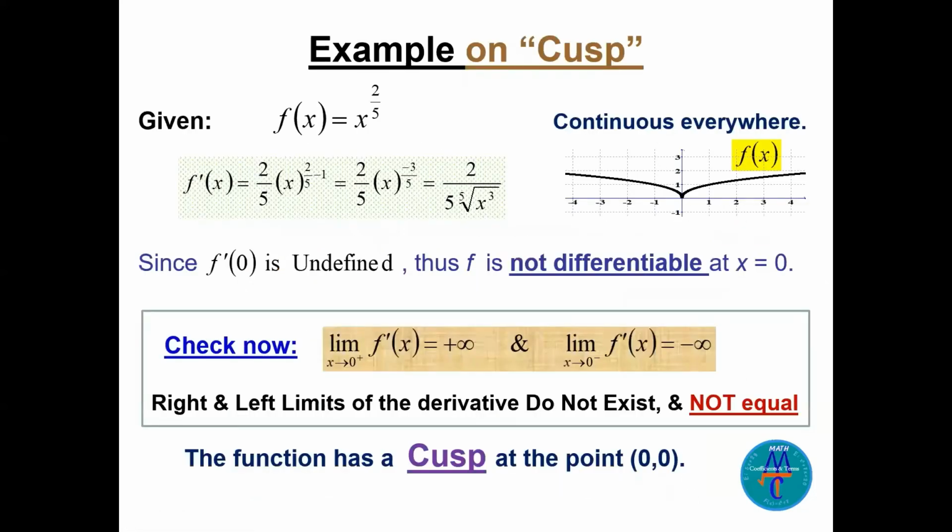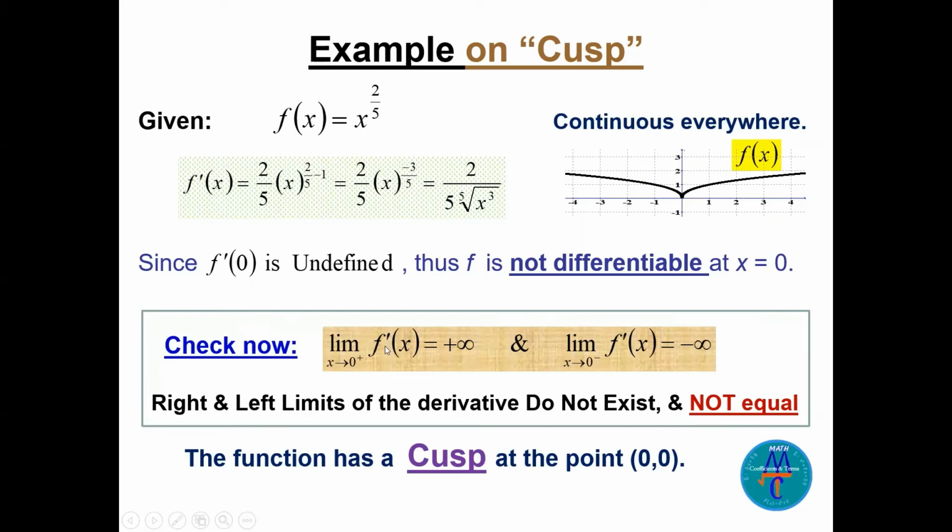Let me show you one nice, easy example on a cusp. This is the function x to the power 2 over 5, and this is the graph. Let's find f prime. Easily, we can use the power rule. It is 2 over 5 times the fifth root of x cubed, in the denominator. Now, where is f prime? It is undefined at 0, so the function is not differentiable at 0.